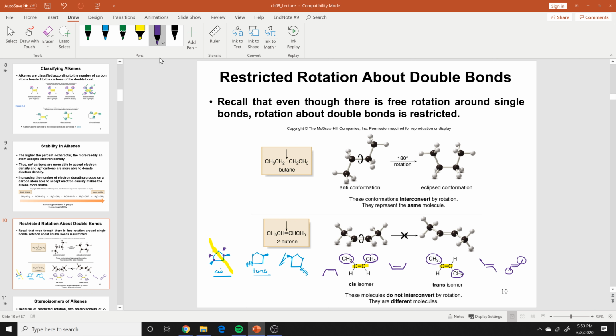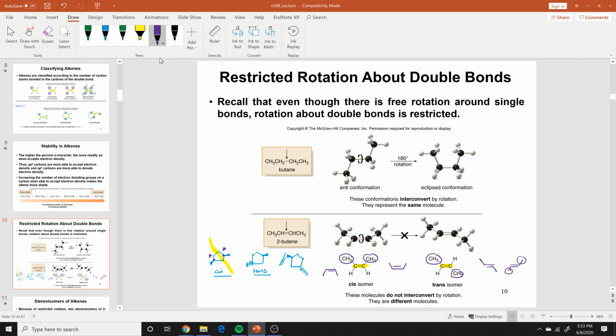These are considered to be completely different molecules. They are stereoisomers. You do have a stereocenter in this case, but there is no chiral center. So these two are not mirror images of each other. No chiral center, but they are stereoisomers in the form of cis and trans.